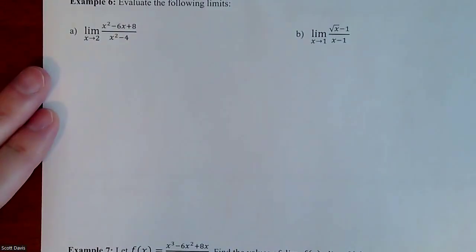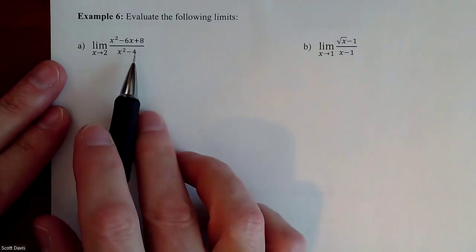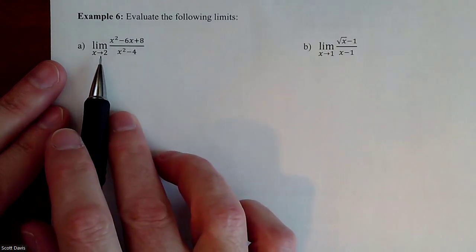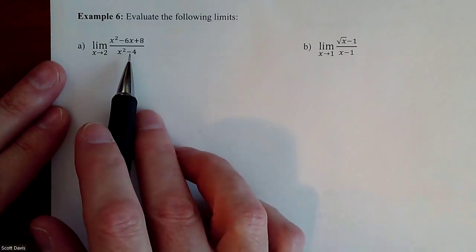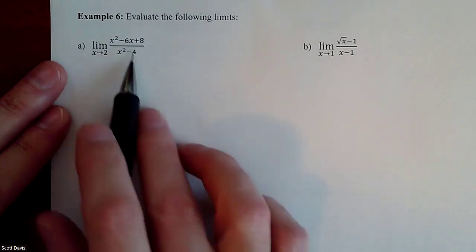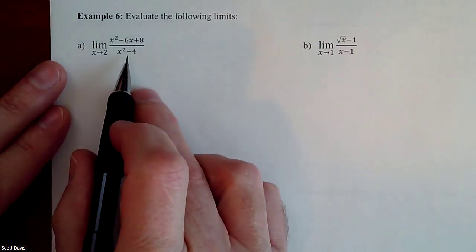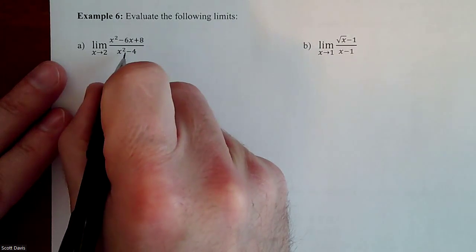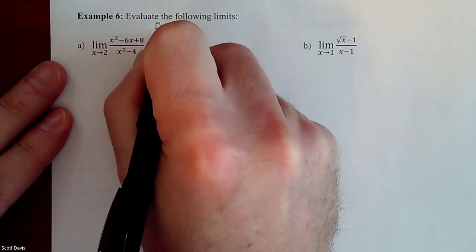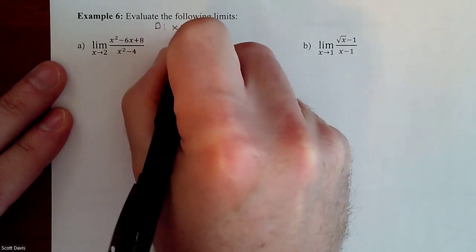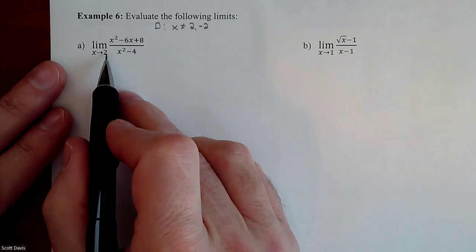So here's what we've got. We have some sort of a rational. Rationals are the ones that potentially have some problems. And we're looking for the limit as x approaches 2. If you recall, the denominator is going to factor into an x plus 2 and an x minus 2. So you have domain issues where your domain is x cannot equal 2 and negative 2. And it just so happens that that's one of the values we're looking for.